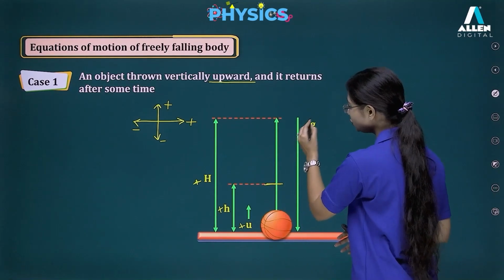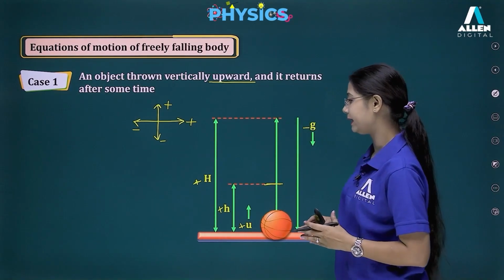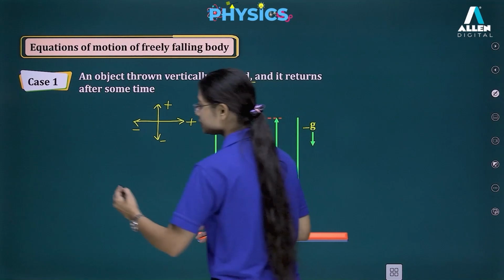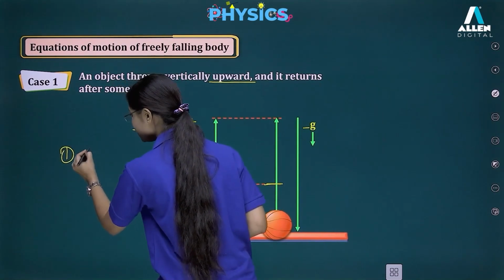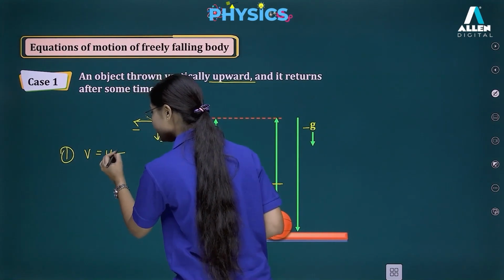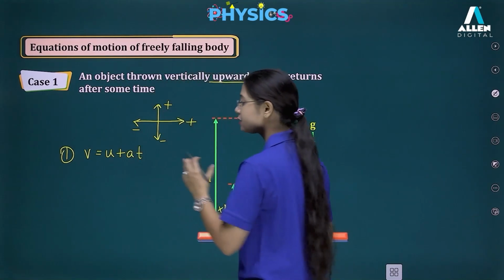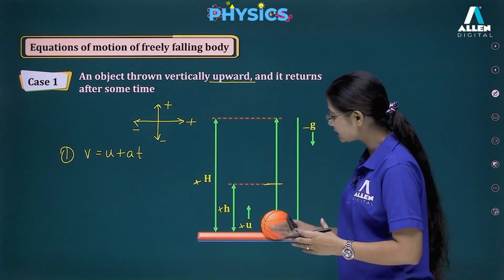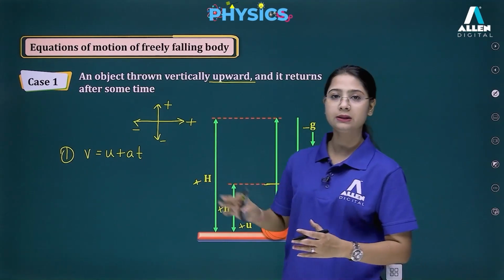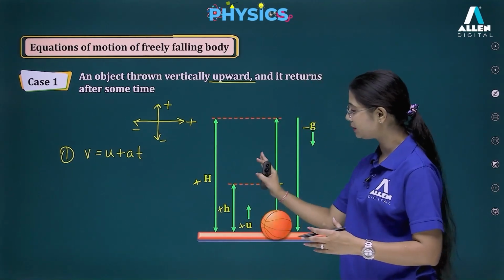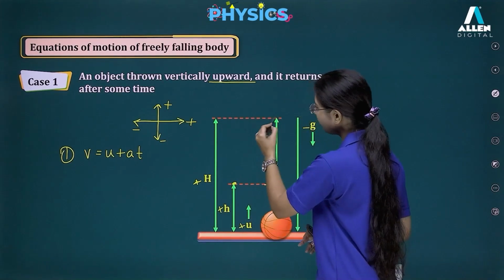But acceleration due to gravity is downward, so this will be negative. Firstly, we will find the first equation. So the first equation is V is equal to U plus AT, right? This is the first equation. Now in this case, V and U both are in the upward direction. Final velocity will be upward if you take it here or here.